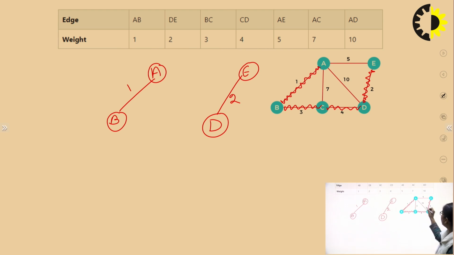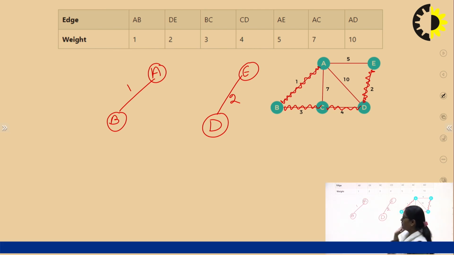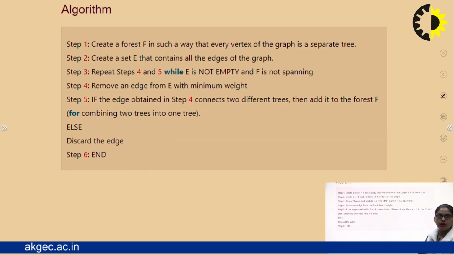If we take AD, it also creates a circle. So, as the theory says, we arrange the edges in increasing order, and one by one we pick all the edges until we cover all the vertices. If any edge arises which will create a circuit or cycle, just ignore it. So this is the concept of Kruskal.